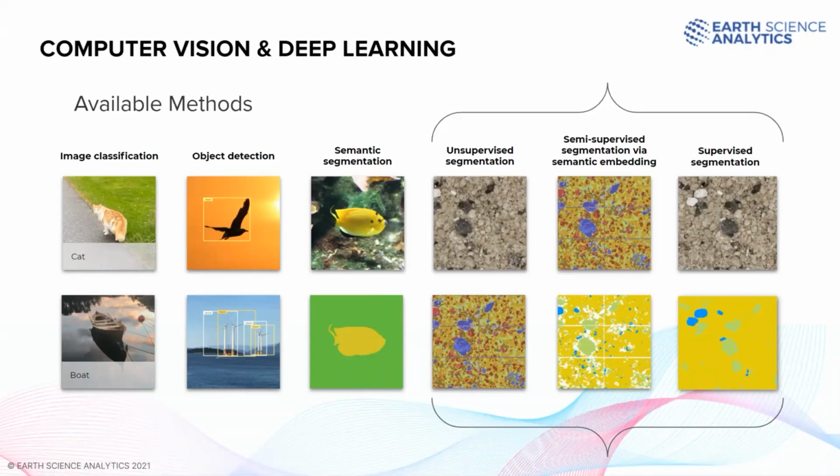So for these rock images, that's what we want. We want detailed detection and localization of the various fragments of rocks and minerals in the images. I'll go into more detail on the three methods to the right here in the following slides: unsupervised segmentation, a method using semi-supervised segmentation via semantic embedding, and then ultimately supervised segmentation with the precise detection and localization of the rock fragments.